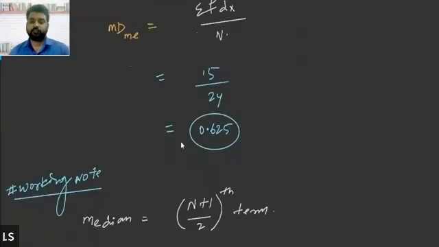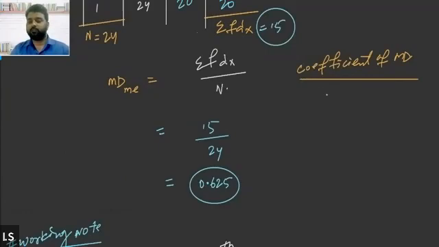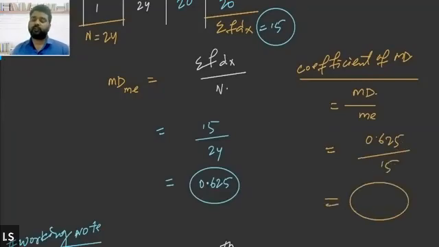And if now we want to calculate the coefficient of mean deviation, what we will be doing, we will simply divide the mean deviation by the median value. So mean deviation is 0.625 and the median value was 15. So whatever value you get after dividing 0.625 by 15, that will be your coefficient of mean deviation from median. Tell me, is this clear to you? Yes, sir.